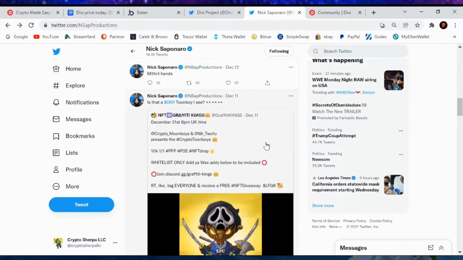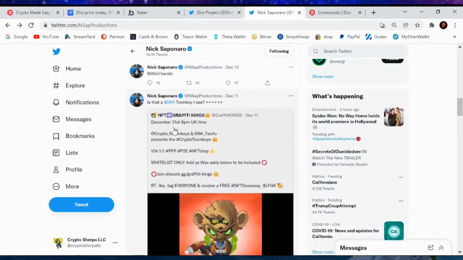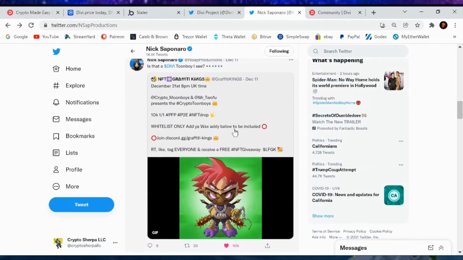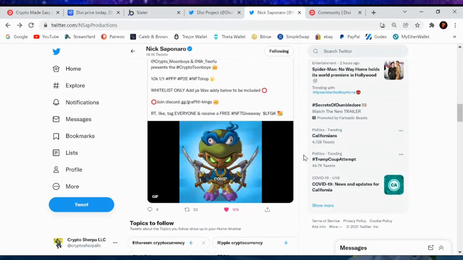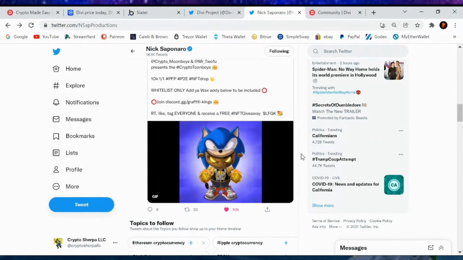Very funny. And lastly, he tweeted, is that a Divi Toon Boy I see? The WAX NFT Graffiti Kings came out with a couple of these awesome NFT guys. And if you look closely, some of these Toon Boys do have a Divi bling bling on their neck. So I thought that was pretty cool. But that is it for Divi.